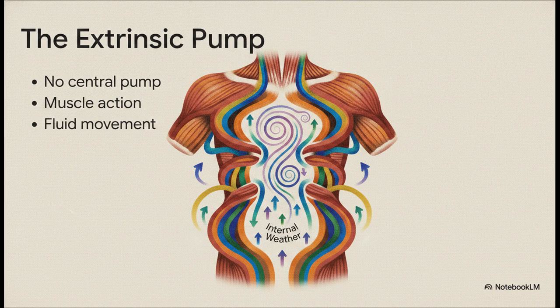No heart to push it along. It relies entirely on extrinsic pumping, your muscles contracting, your breath, and your joints moving. In fact, MRI research proves that applying traction to joints doesn't just stretch the muscle, it physically widens the joint space. Movement literally pumps fluid through your fascial layers. You are controlling your own internal weather system.